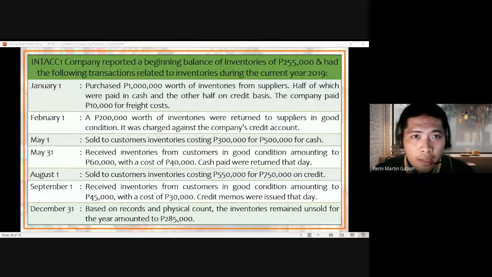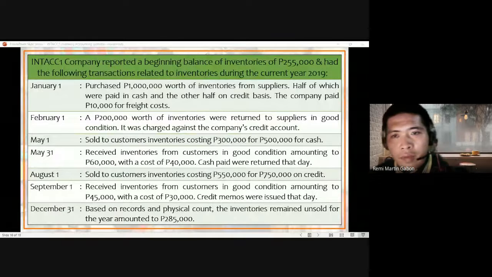Or you can have it, yung difference kasi ng 255,000 and 285,000 is 30,000. So net sum of January 1 amounts to September 1 amounts should be 30,000. So 1 million minus 200,000 minus 300,000 plus 40,000 minus 550,000 and plus 30,000. That should be net positive of 30,000. So 255,000 plus 30,000 net increase or net change in the amounts. So that would be 285,000.